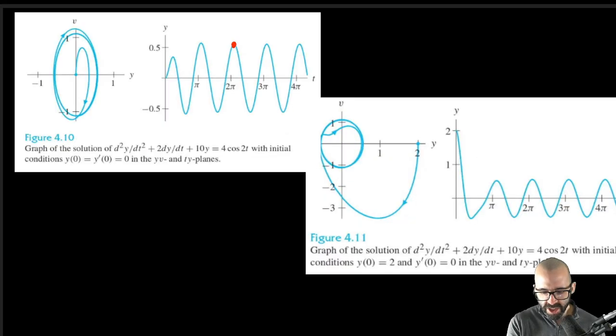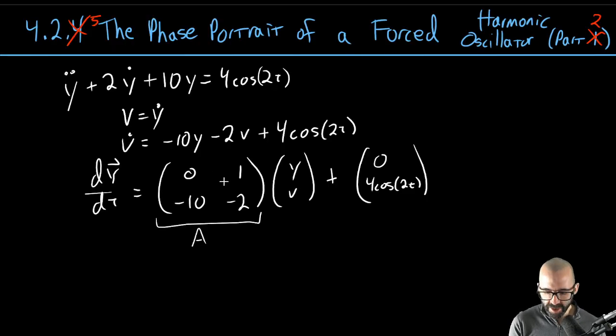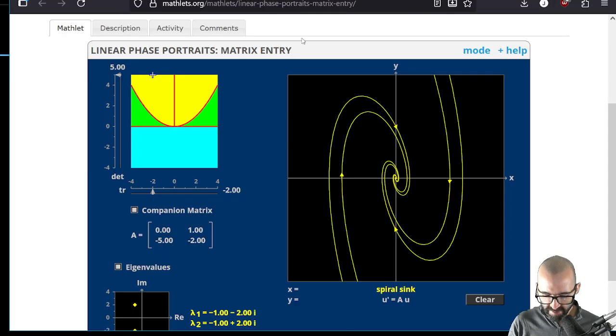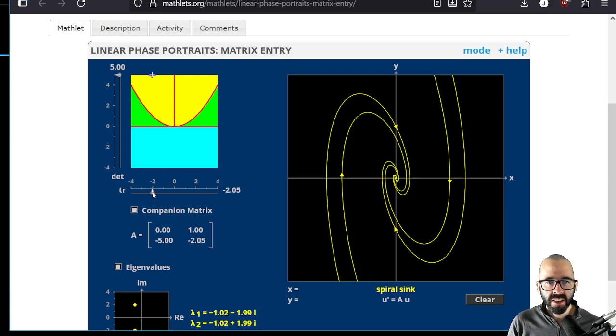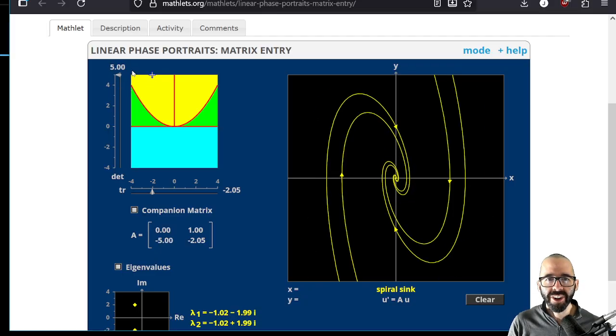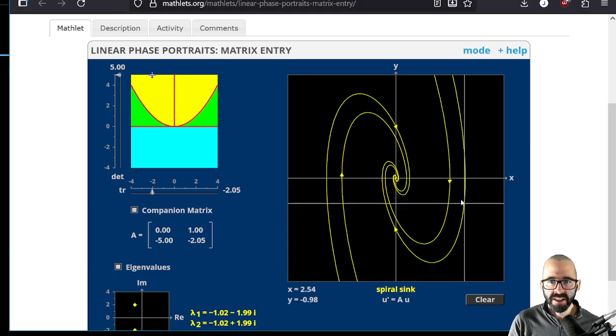And we can quickly double check by looking at the trace determinant plane. What's the trace of this matrix? It's -2. What's the determinant of this matrix? It's +10. So if we pulled up the trace determinant plane, well, -2 trace is over here. 10 as a determinant, that's above 5, right? It's definitely underdamped. Definitely going to see this spiral behavior.